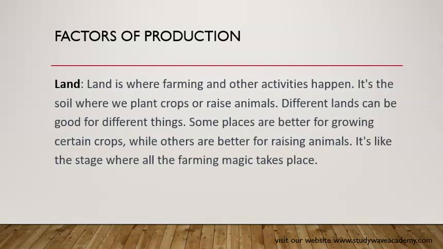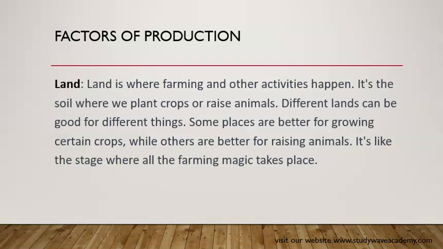The land. The land is where farming and other activities happen. It is the soil where we plant crops or raise animals. Different land can be good for different things. Some places are better for growing certain crops, while others are better for raising animals. It's like the stage where all farming magic happens.